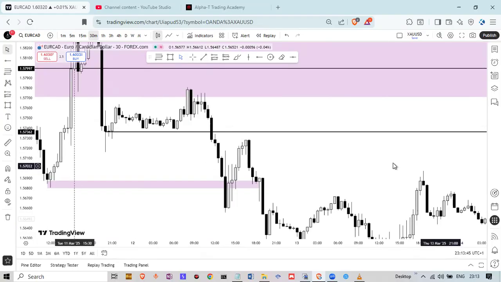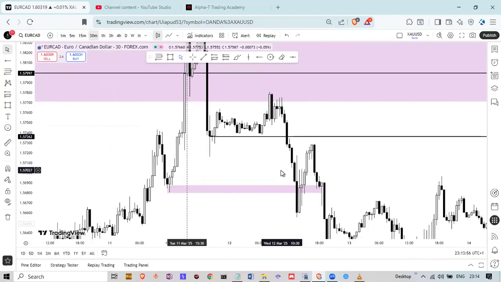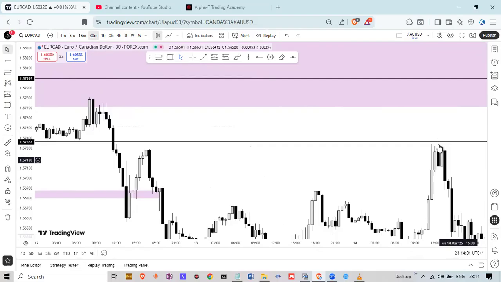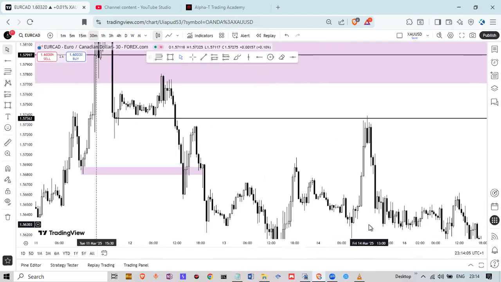I would not want to enter from here if this guy had not tapped into this level. Because if I entered here downwards, I know that price will come back to tap this level. You see? And come downwards.